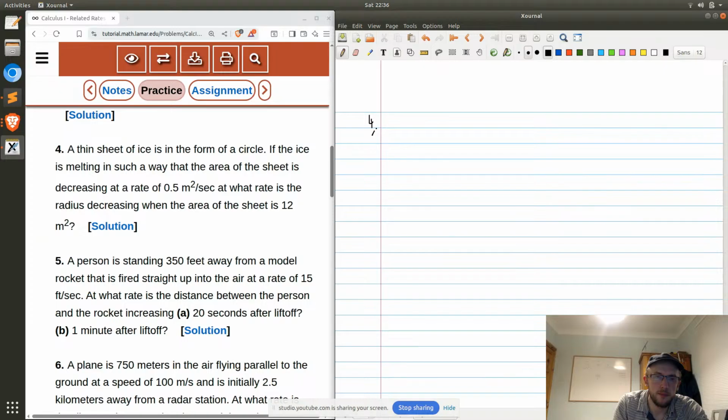4. A thin sheet of ice is in the form of a circle. If the ice is melting in such a way that the area of the sheet is decreasing at a rate of 0.5 meters squared per second, at what rate is the radius decreasing when the area of the sheet is 12 meters squared?